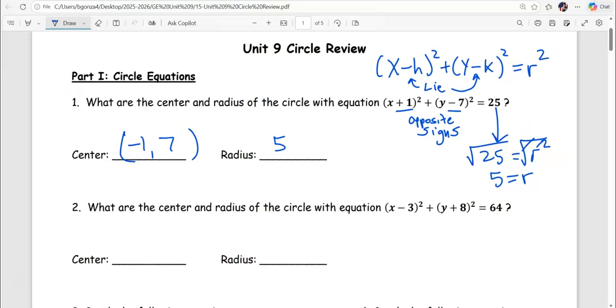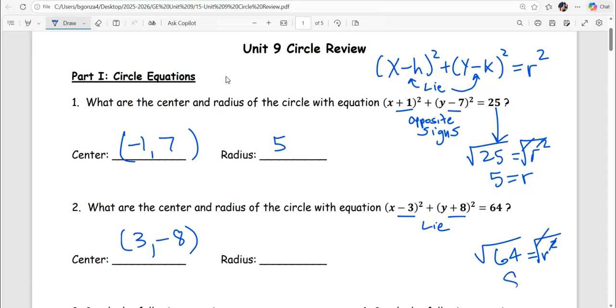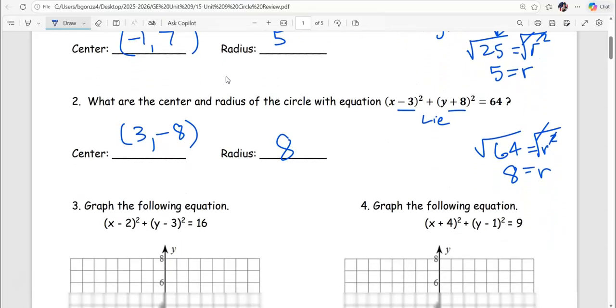Very similar with number 2. Lie, lie. So negative is positive, positive is negative. Radius. Oops. So 8 times 8 is 64. That's my radius.